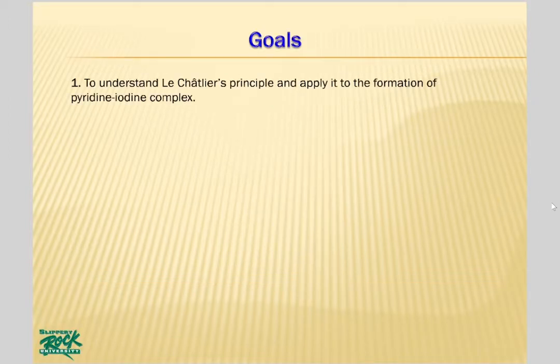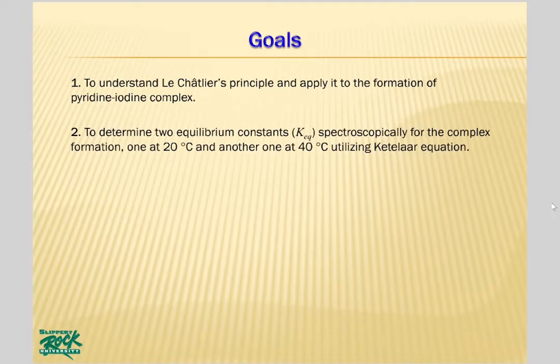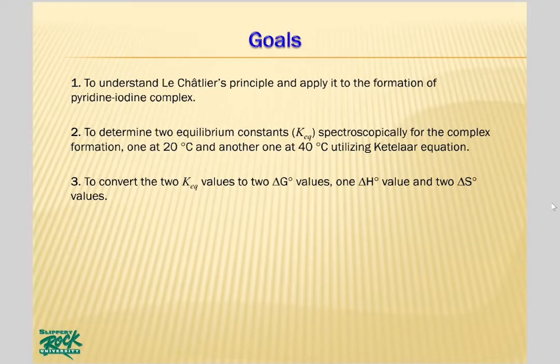In this lab, you will use Le Châtelier's principle and demonstrate how temperature change affects the formation of pyridine iodine complex, which leads to the change of equilibrium constant. You will determine two equilibrium constants spectroscopically for the complex formation, one at 20 Celsius and another one at 40 Celsius, utilizing the Beer-Lambert equation. The two equilibrium constants will be used to determine two delta G naught values, one delta H naught value, and two delta S naught values.